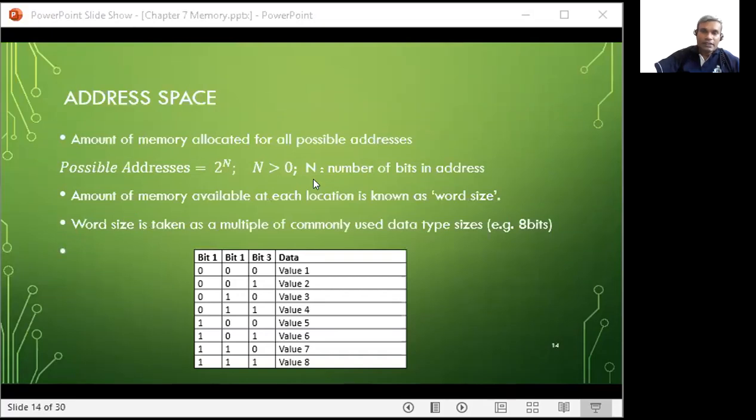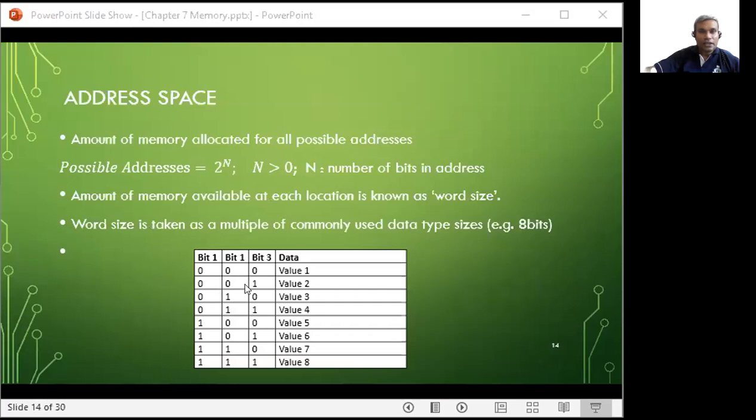The number of memory addresses is determined by the number of bits in the address. So if you have n bits, you can have 2 to the power n unique addresses. Each address in the memory has to be unique, and each memory address will have a location to store some bits or some data.